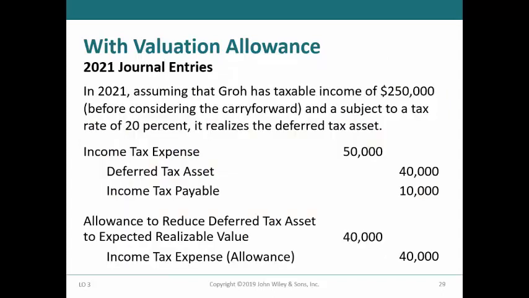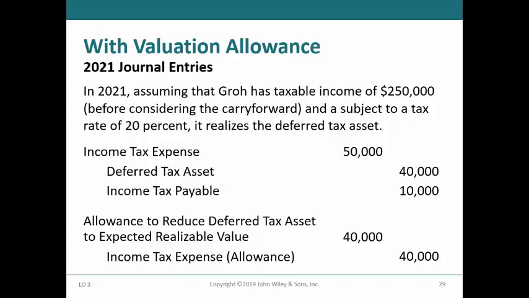If in 2021 Grow had $250,000 of taxable income before the net operating loss deduction and could now utilize the net operating loss carry forward, it would record the entry for income tax expense for 2021 by debiting income tax expense for $50,000 and crediting deferred tax asset for $40,000 and income tax payable for $10,000.